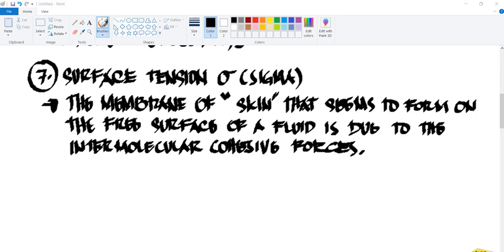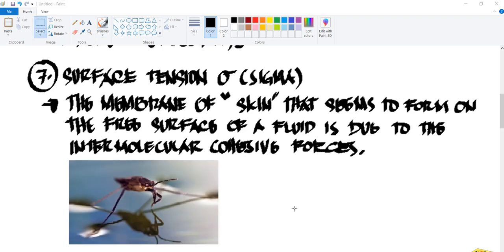Next, we have the surface tension, with the symbol sigma. That will be the membrane of the skin. We define it as the seeming skin formed on the free surface of a fluid, due to the intermolecular cohesive force. This is the reason why insects float on the top surface of water or seawater. So that is the binding force on the liquid.